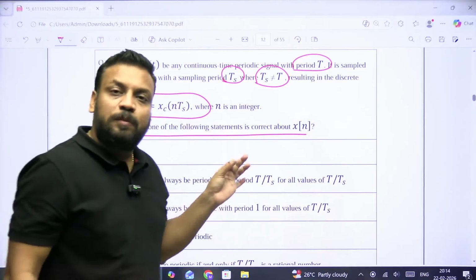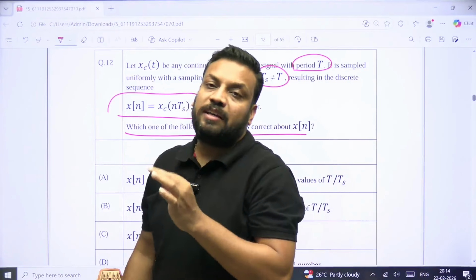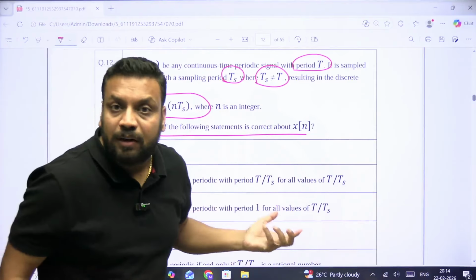स्टूडेंट, the same PYQs पे बेस्ड क्वेश्चन आया है. अगर आपने EC का PYQs किया था तो हमने ये सेम क्वेश्चन किया है. वहां ऑप्शन थोड़ा अलग थे. तो हमको पता है कि अगर x of t पीरियोडिक है तो x of n केवल कब पीरियोडिक होगा?